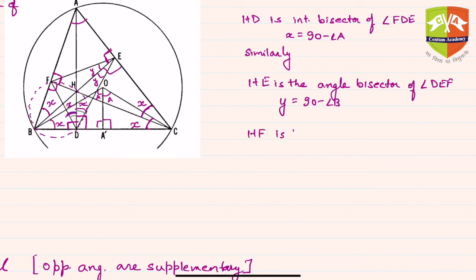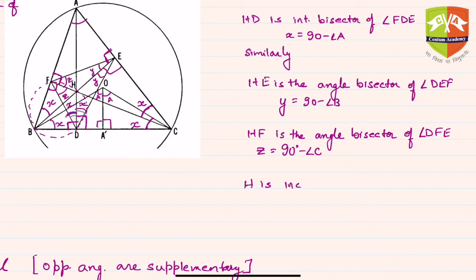And similarly, HF is the angle bisector of angle DFE, where if I use Z for these two, you'll get Z is equal to 90 minus angle C. Correct? So hence we see that H also happens to be the point of intersection of all the angle bisectors. So hence we can say H is the incenter of triangle DEF.